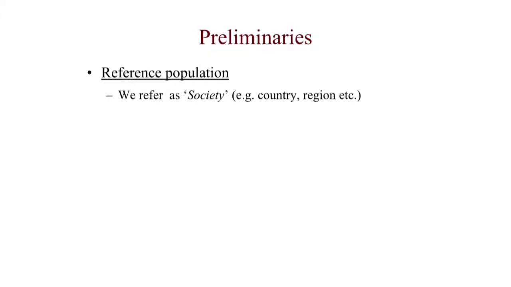So we start with preliminaries. When we are measuring poverty, we talk about a reference population. It could be either a country or a region or a particular population subgroup such as an ethnicity, and we call this reference population a society. So whenever we say a society, it could be a country, a region, or a particular social group.